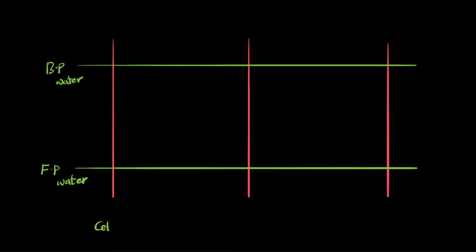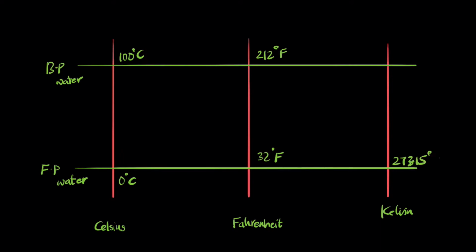Let's talk first about the Celsius scale. In the Celsius scale, 0 degree centigrade indicates the freezing point of water and 100 degree centigrade indicates the boiling point of water. In the Fahrenheit scale, 32 degree Fahrenheit indicates the freezing point of water and 212 degree Fahrenheit indicates the boiling point of water. And in the Kelvin scale, 273.15 indicates the freezing point and 373.15 indicates the boiling point. Now notice the difference in the number of total values. Between 0 and 100 there are 100 divisions.